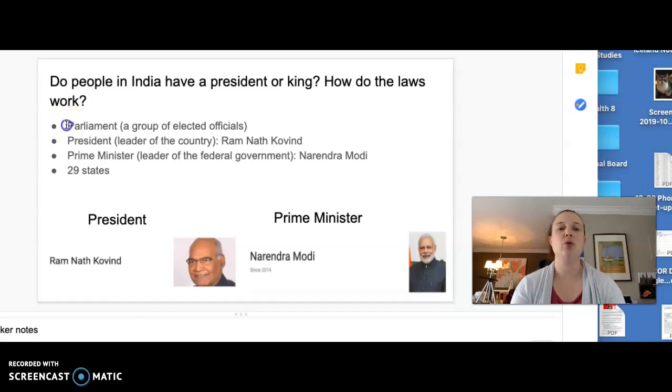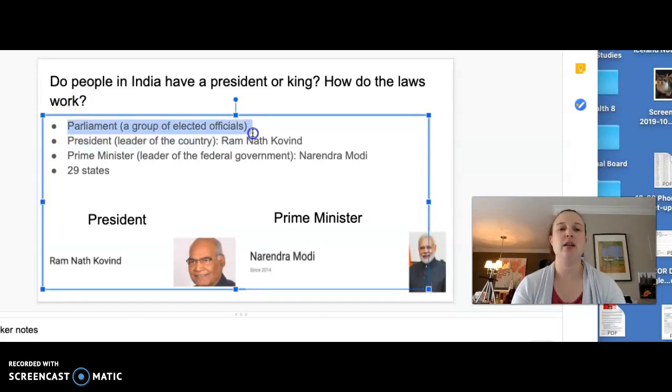The people who make the laws are in the parliament. The parliament is a group of people who decide the laws. We have a similar system in the United States with our House of Representatives and our Senate. And so they have the same idea in India, where they have a parliament.